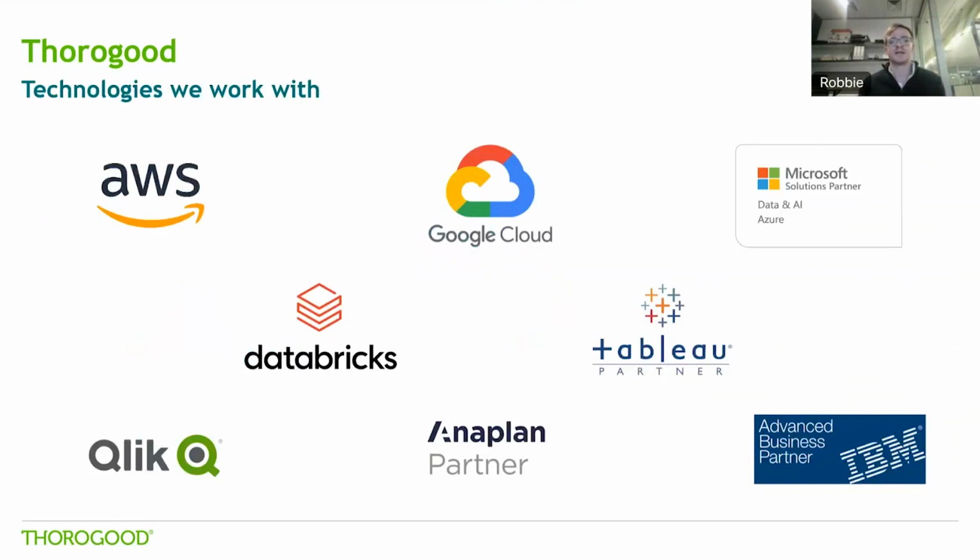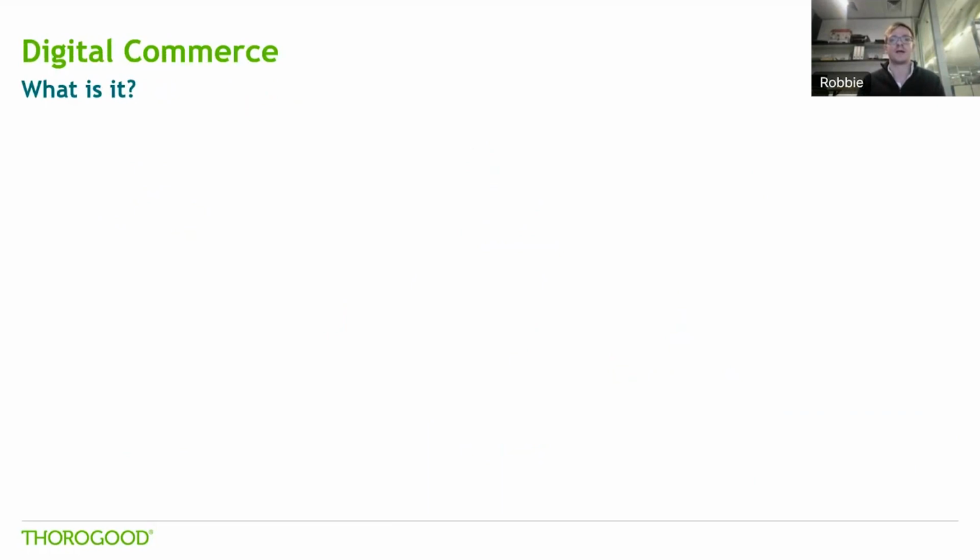I mentioned technology partnerships. So these are some of the technologies that we work with. We're partnered with the three largest cloud vendors in the world, AWS, Google Cloud, and Azure, which is Microsoft's cloud platform. And we also partner with Databricks, which is a unified data engineering and data science tool, which can be used on all three of these cloud platforms as well. So hopefully that gives you a bit of an idea around Thorogood, our company, and how we can help your organization. So what I'm going to dive into now is digital commerce.